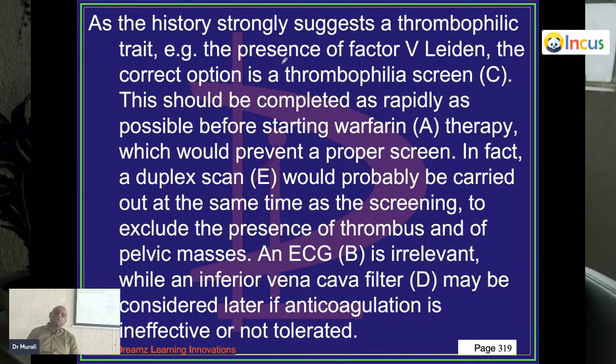So what are the conditions that predispose to the clot? Antiphospholipid antibody syndrome, nephrotic syndrome, right? Thrombophilic conditions, factor V Leiden mutation, hyperhomocystinemia, etc., etc.